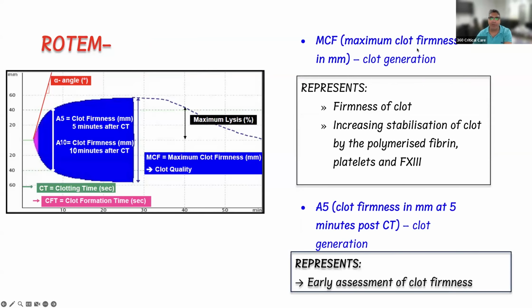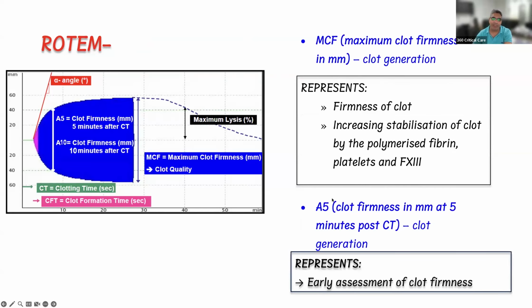Next, maximum clot firmness, MCF. This represents a height in millimeters. It represents how strong or how firm the clot is, and the increasing stabilization of the clot by polymerization of fibrin, platelets, and factor 13. So the MCF will be low if you have deficiency of fibrin or factor 13.